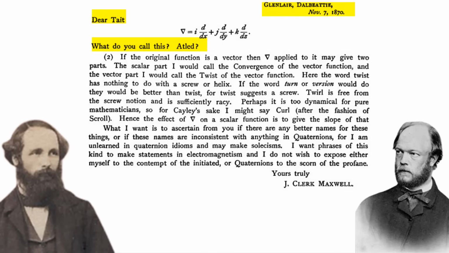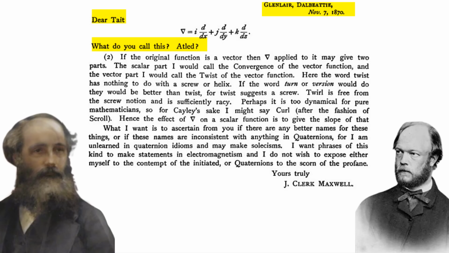Soon Maxwell was communicating endlessly with both Tait and Thomson, arguing about the science, the mathematics, the concepts, everything. Then, after multiple distractions, in 1870, Maxwell started to consider using quaternions. Maxwell then wrote Tait with a series of proposed names for quaternion operators, as "I am unlearned in quaternion idioms, and I want phrases of this kind to make statements in electromagnetisms, and I do not wish to expose either myself to the contempt of the initiated or quaternions to the scorn of the profane."